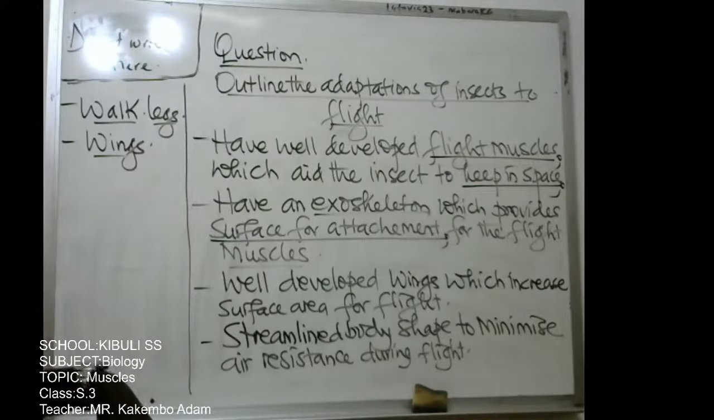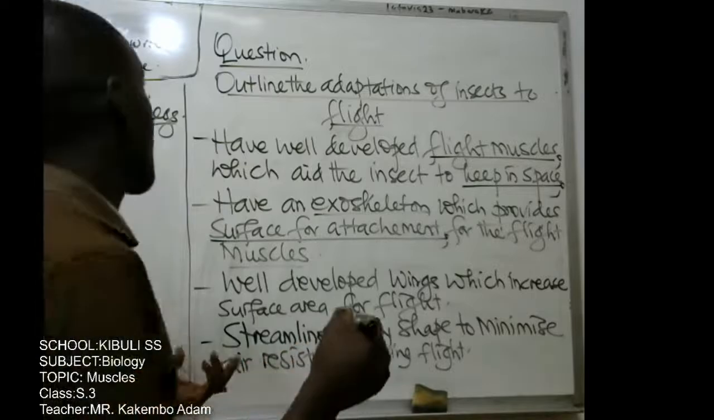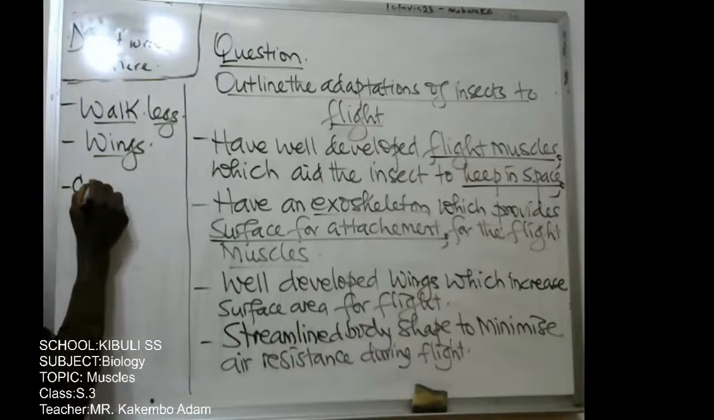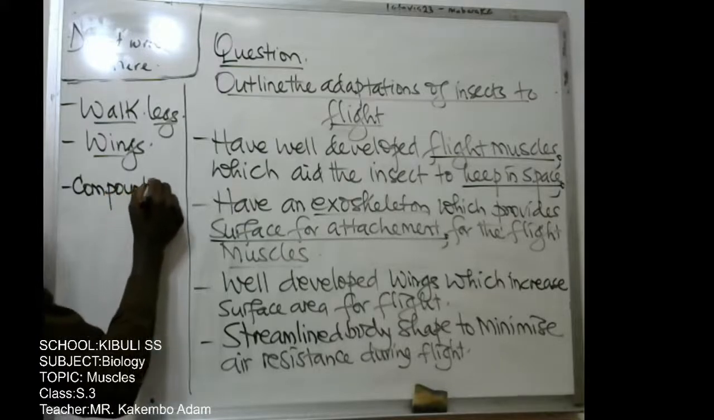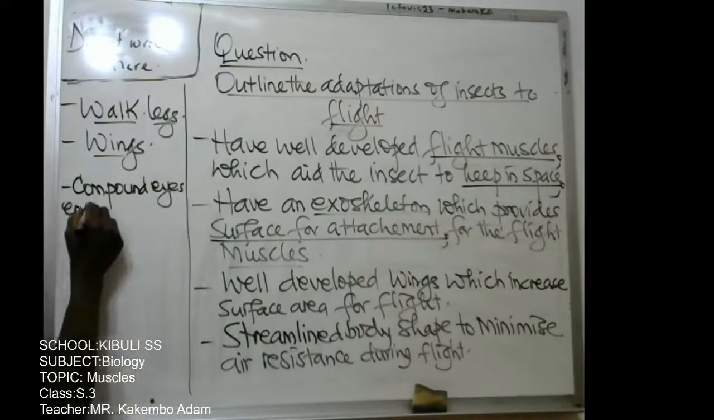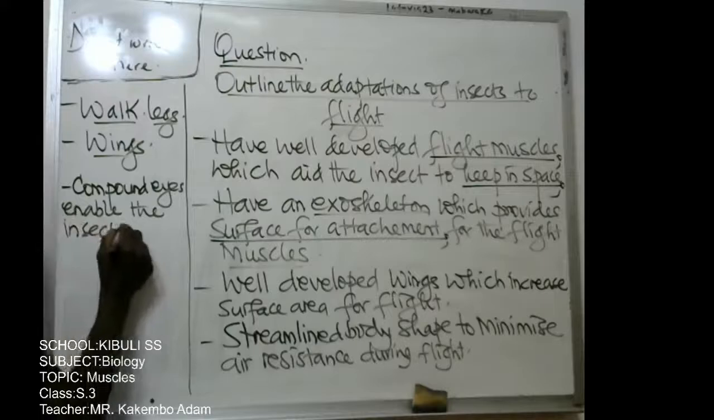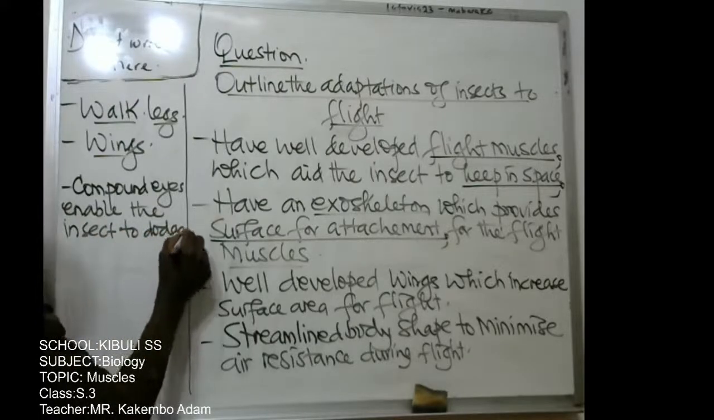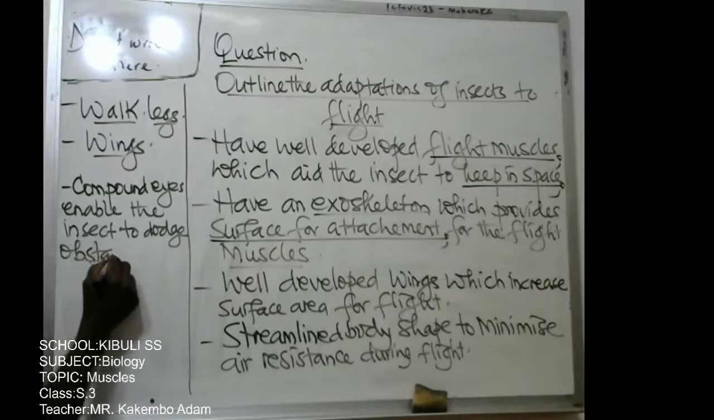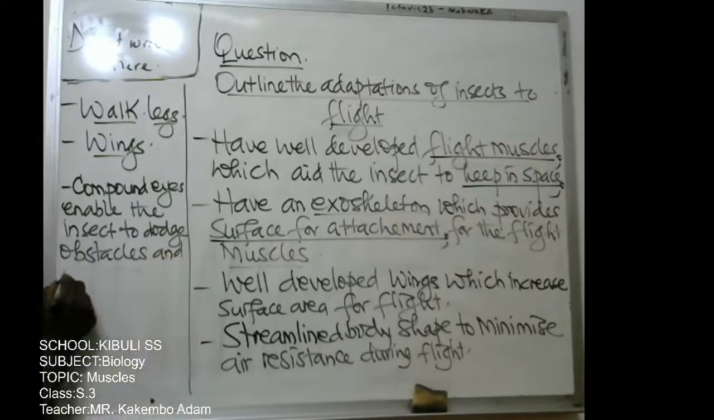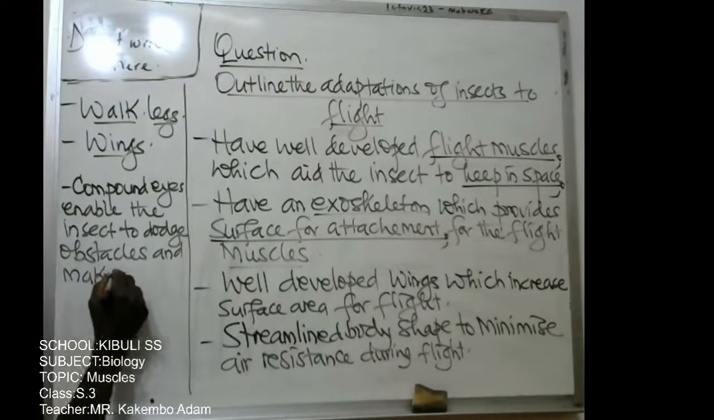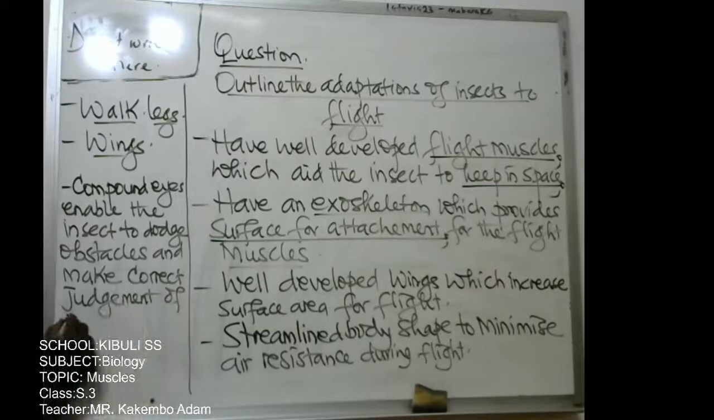Then the other one you can also cite under the adaptations: insects have well-developed compound eyes, right? The compound eyes enable the insect to dodge obstacles and make correct judgments of the landing distances for landing.